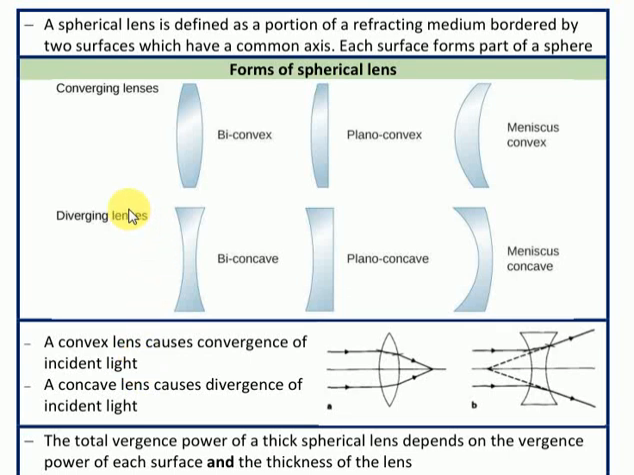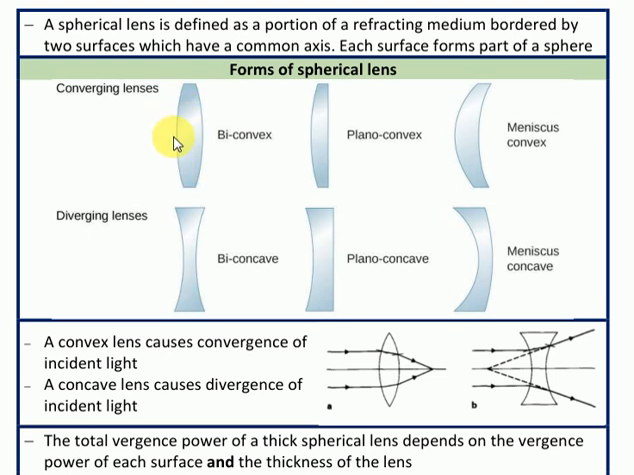So next topic chapter is spherical lens. What is a spherical lens? A lens is defined as a portion of a refracting medium. It is bordered by two curved surfaces as shown in the figures.